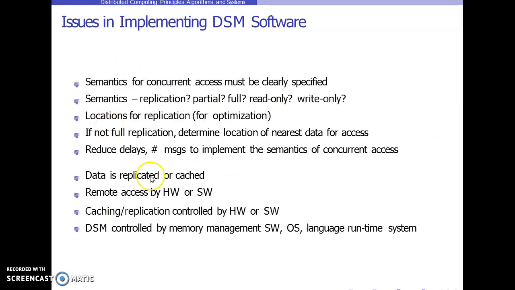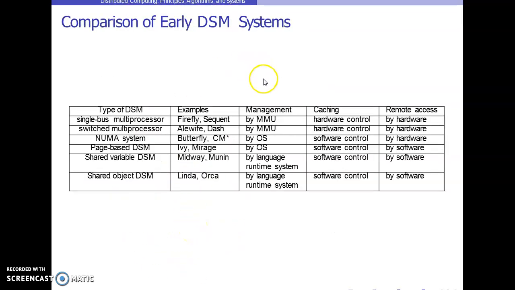These are classified by the previously discussed factors, such as whether data is replicated or cached. By using these factors, we classify the various distributed shared memory systems. Examples of single bus multiprocessor systems are Firefly and Sequent. Switched multiprocessors are Alewife and DASH. Then Butterfly and CM* are NUMA systems.